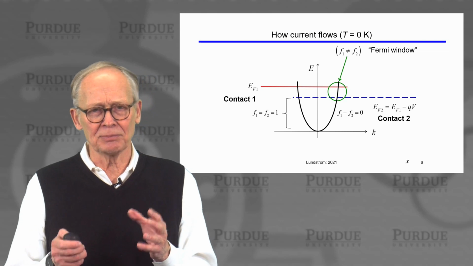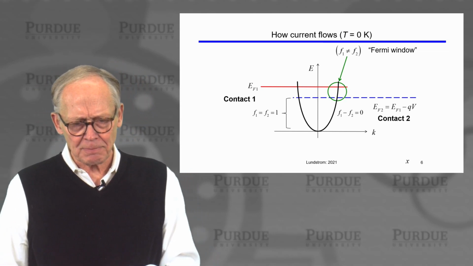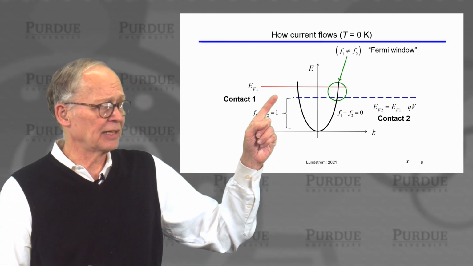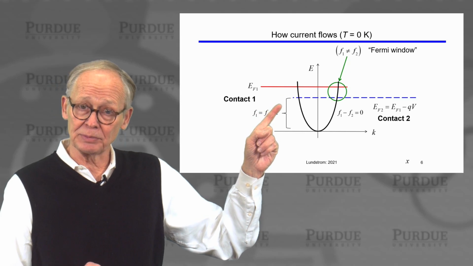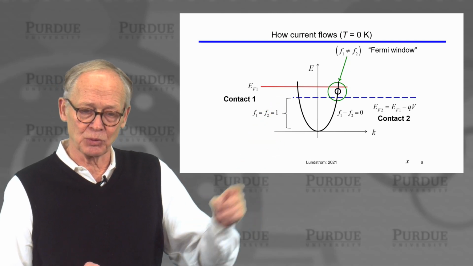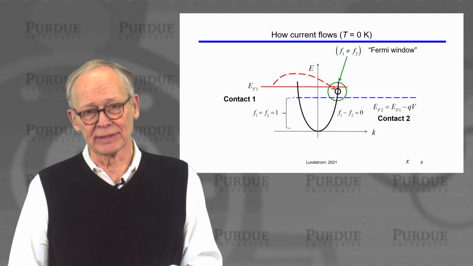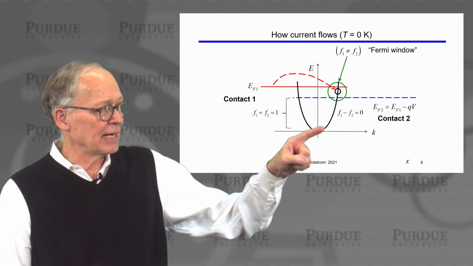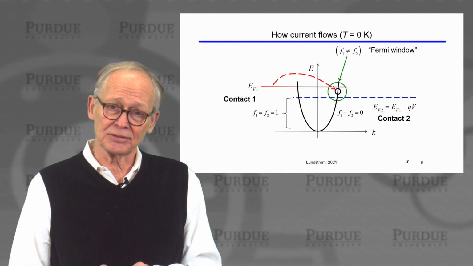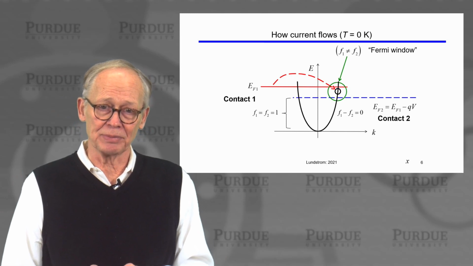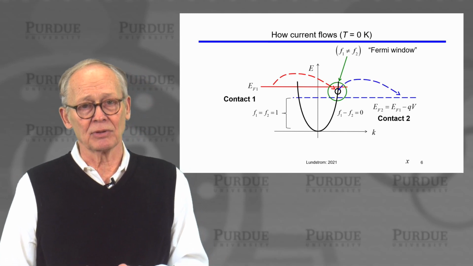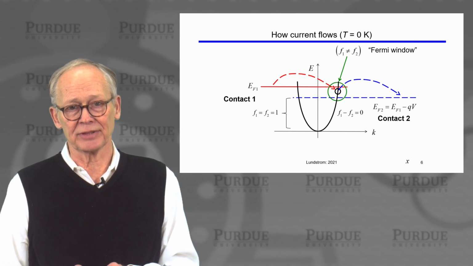And this gives us a simple physical picture. Contact 1 sees that that state is empty. It should be filled because it's below the Fermi level of contact 1. So contact 1 sends in an electron to fill that state. Contact 2 looks at that state and says, that state is above my Fermi level. It should be empty. The electron flows out into contact 2 to empty the state.